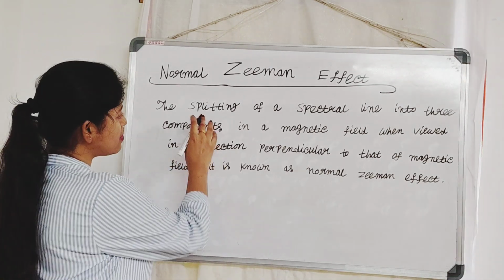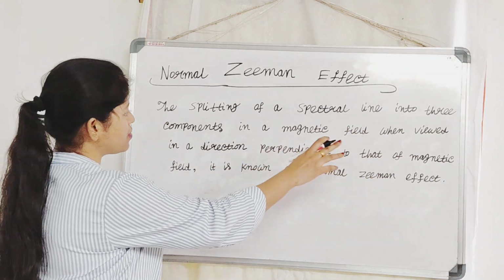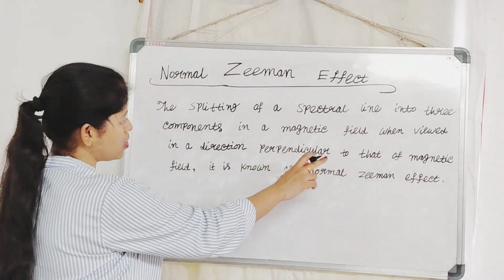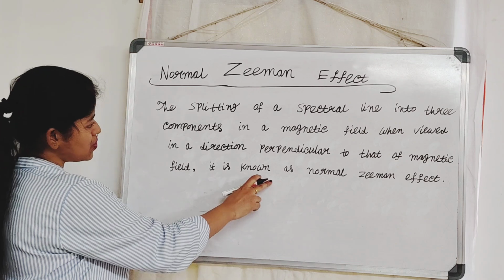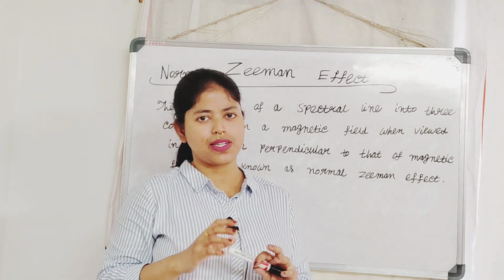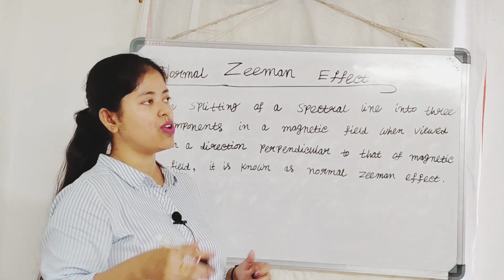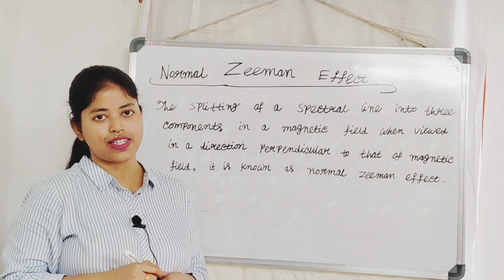Normal Zeeman effect: the splitting of a spectral line into three components in a magnetic field when viewed in a direction perpendicular to that of the magnetic field is known as normal Zeeman effect. When an atom is placed in a magnetic field, its spectral line splits into different components. When it splits into three components, we call it normal Zeeman effect.